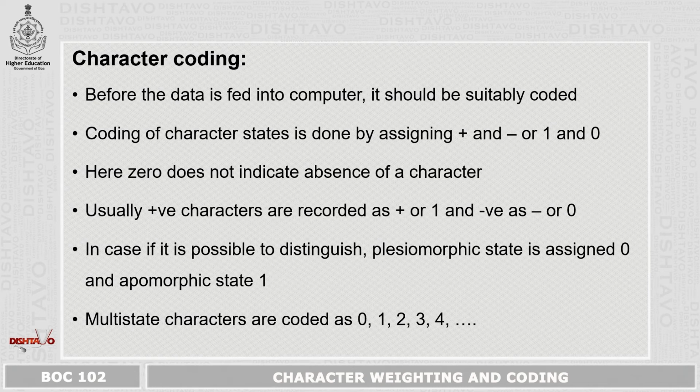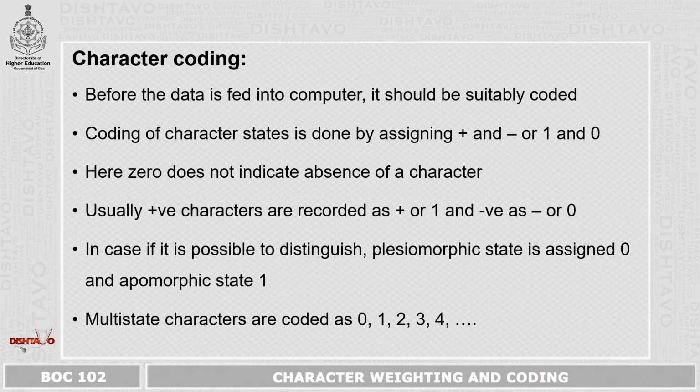Character coding. All such characters that I showed you in the tabular form, a computer will not be able to recognize them. So before we feed the data into the computer, we have to suitably code them. Coding of characters is done by assigning plus and minus, or 0 and 1. Here 0 does not indicate absence of a character. It is just a character state, 0 or 1.